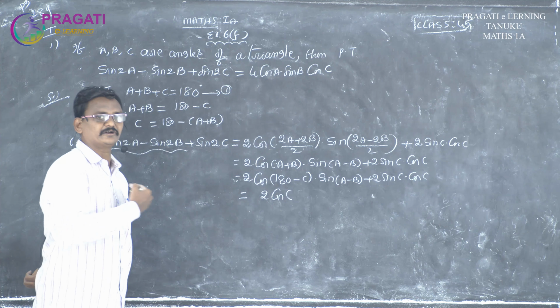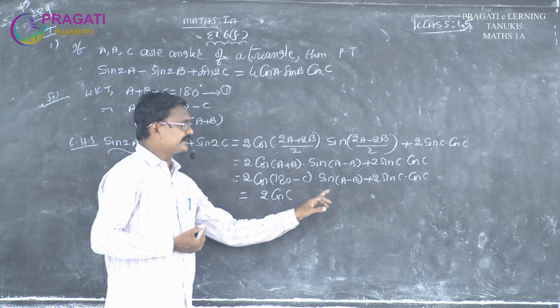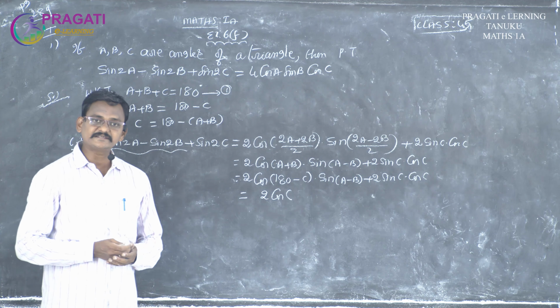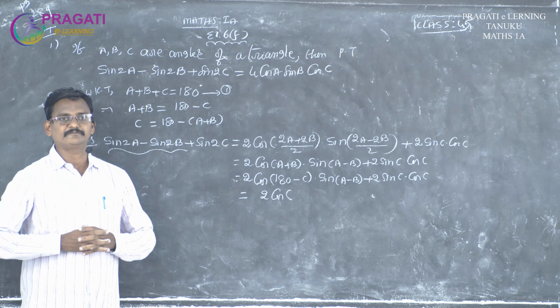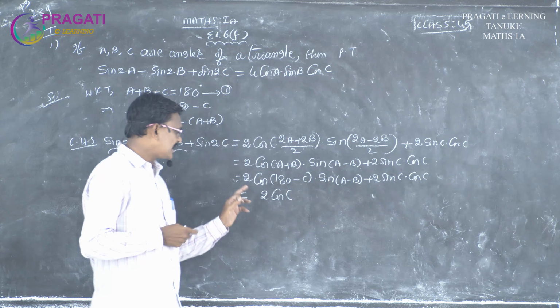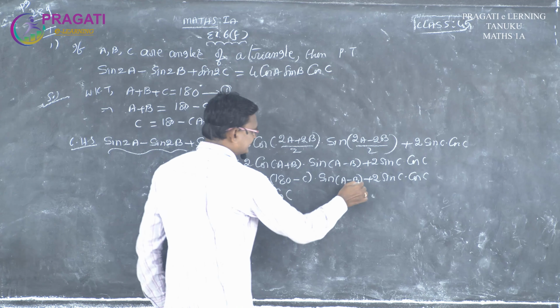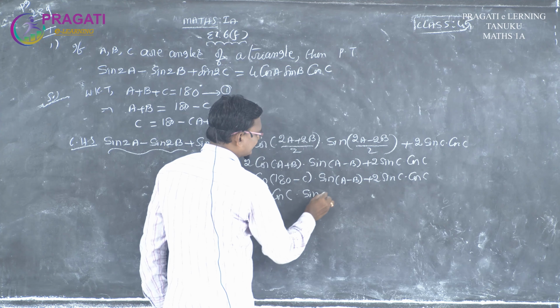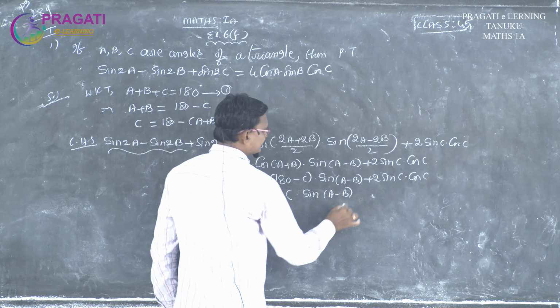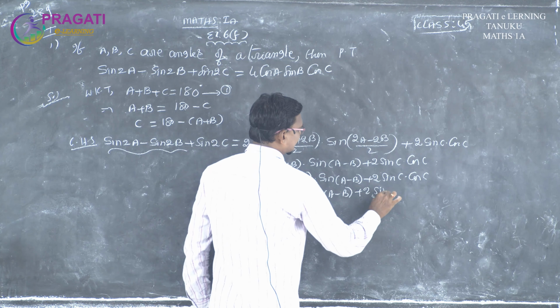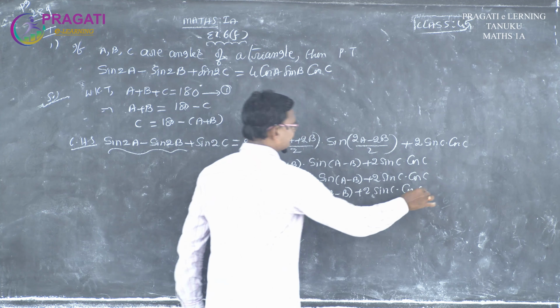The constant, just you can continue. And it is 180 minus theta. 180 minus theta means that belongs to the second quadrant. In the second quadrant, cos is negative. So this is minus. And the next term is sin A minus B plus 2 sin C cos C.